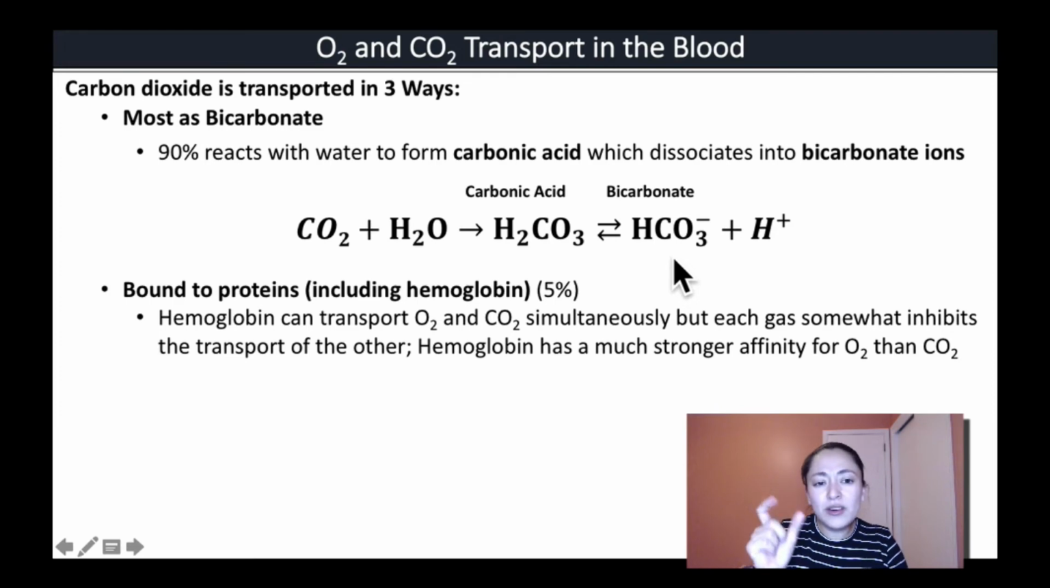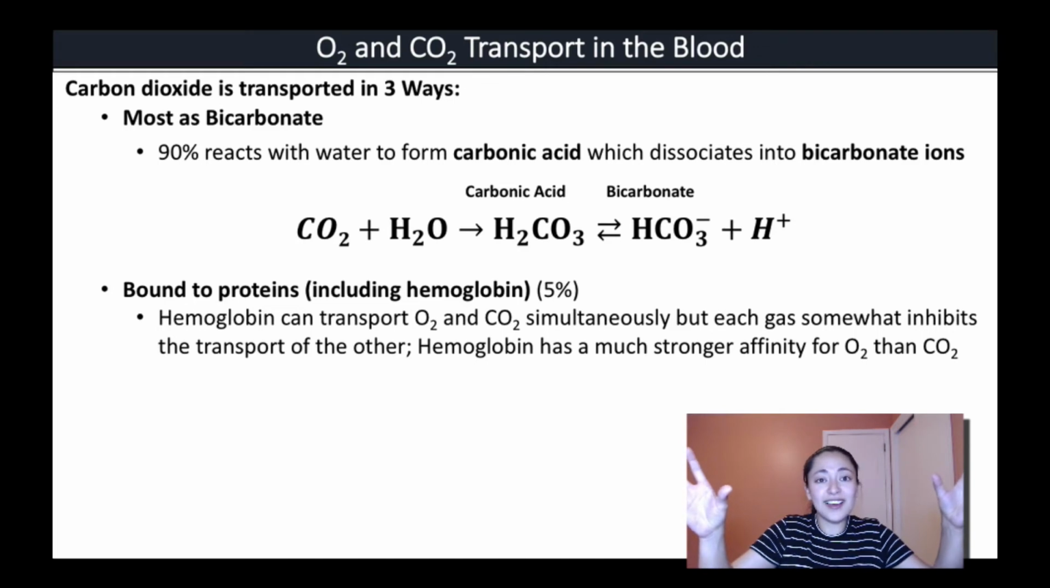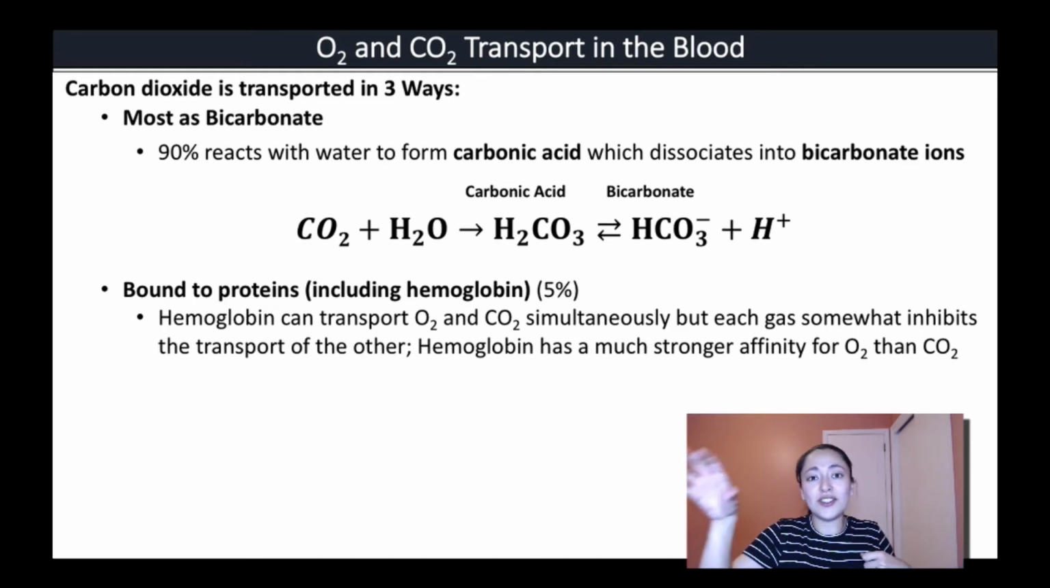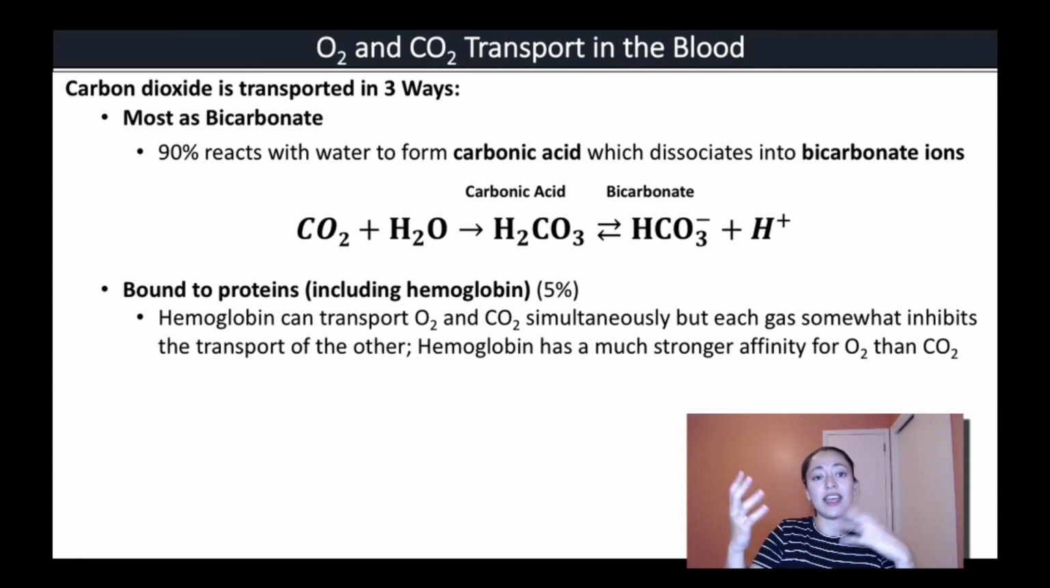There is a little bit of carbon dioxide that's bound to proteins such as hemoglobin. However, if hemoglobin has the choice between oxygen or carbon dioxide, it's going to bind stronger to oxygen and choose oxygen over carbon dioxide to carry. And hemoglobin can transport both oxygen and carbon dioxide simultaneously, but each gas somewhat inhibits the transport of the other. So it can get kind of confusing. But what I want you to remember is that carbon dioxide can bind to hemoglobin, but hemoglobin has a much stronger affinity or attraction for oxygen than carbon dioxide.